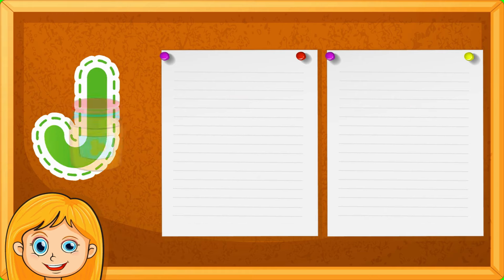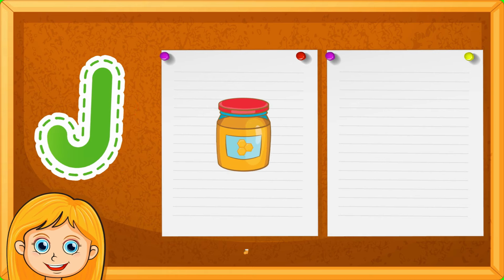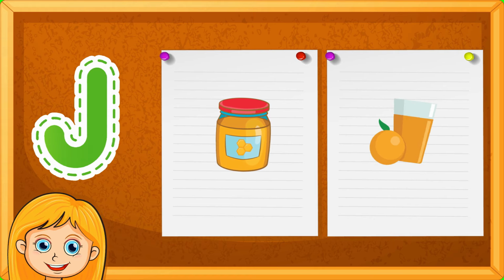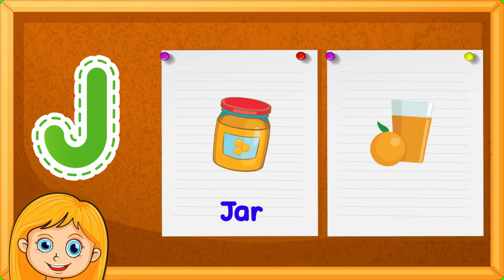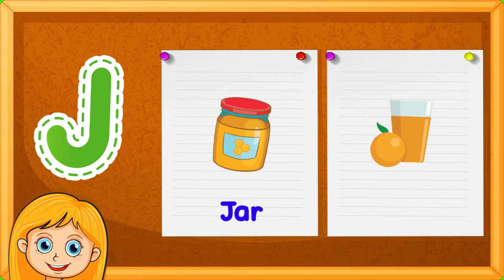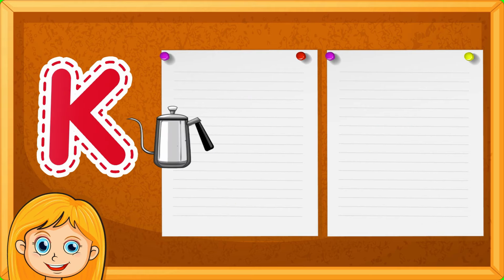J is for jar. J is for juice. J is for jar. J is for juice.